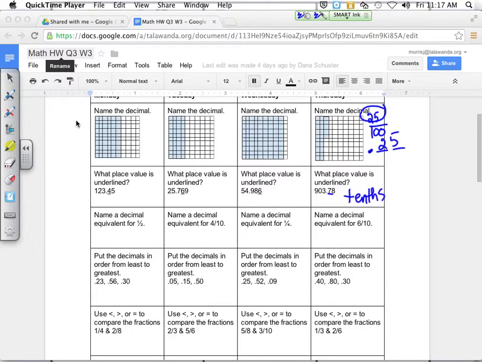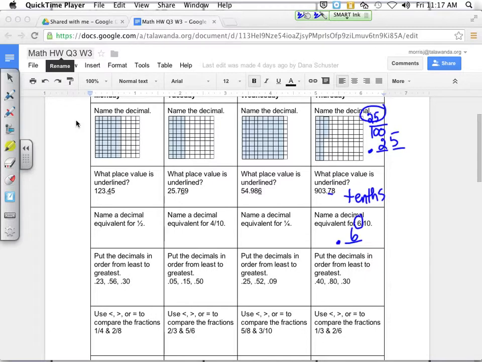Name a decimal equivalent for 6/10. Let me share with you how to do this one. Okay? Since it says 6/10, the bottom number tells you how many places past the decimal you go. You go to the 10th place. The top number tells you what to put in the 10th place. So I'm there. I put the 6 in the 10th place.